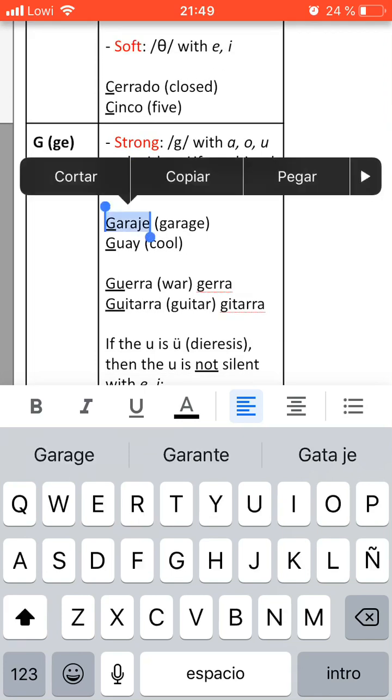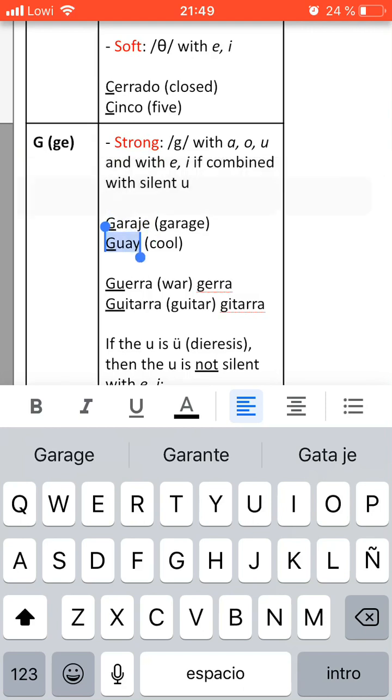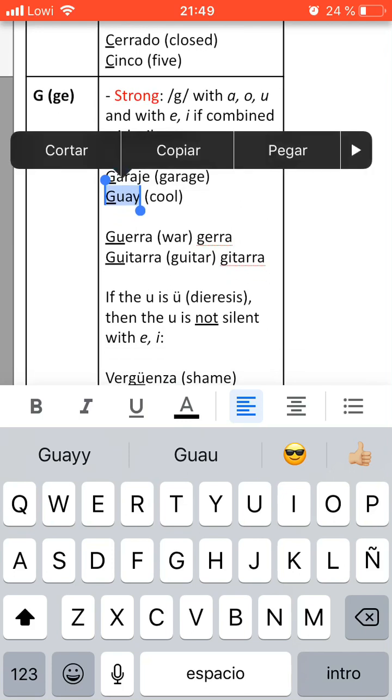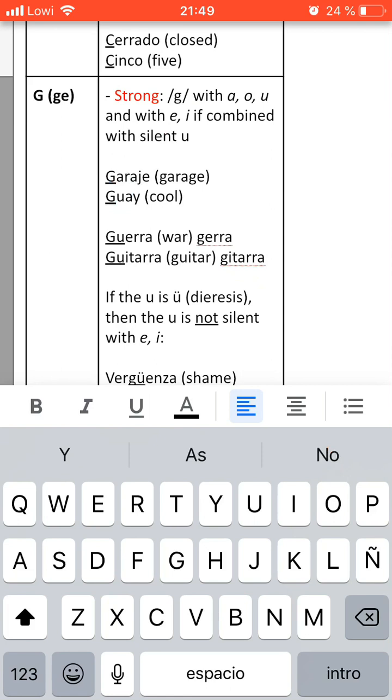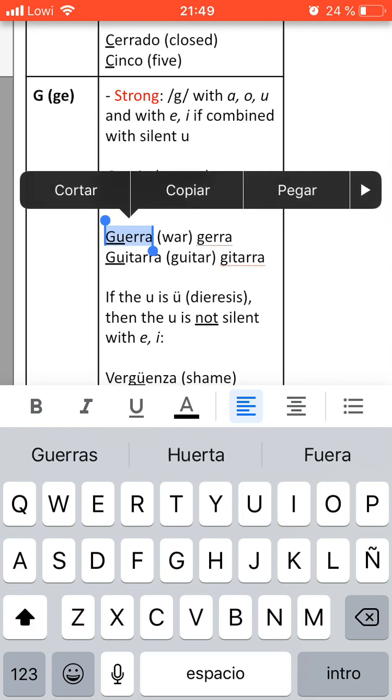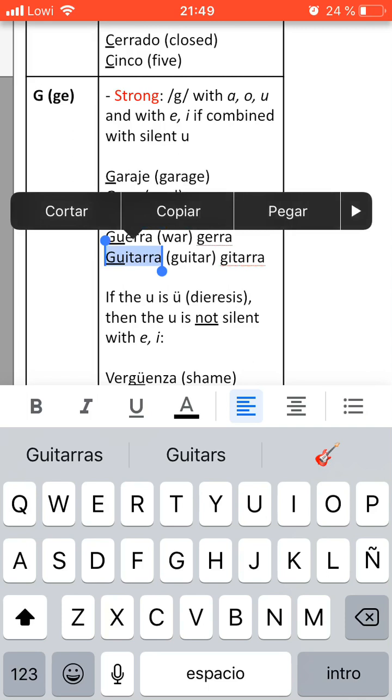This we can see is normal, okay, GA and GU. But when it comes to making this strong phoneme with the vowels E and I, we have to include a silent U in the middle. Here we can see it, okay. Here we have guerra, okay, the U is silent. And here we have guitarra, which means guitar.